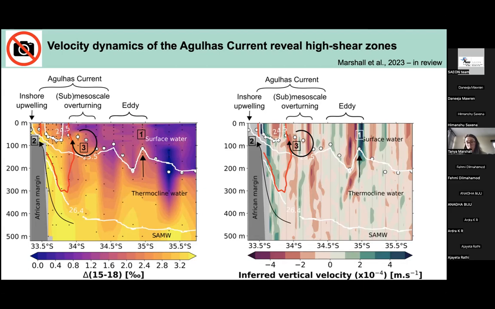So obviously, evidence for dynamics at this scale is scarce. It's very difficult to attain. So this tool, this delta 15-18 tool, provides really unique insight into the vertical nutrient supply and also the impact on productivity.